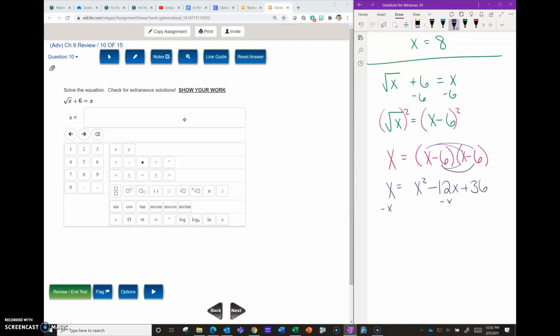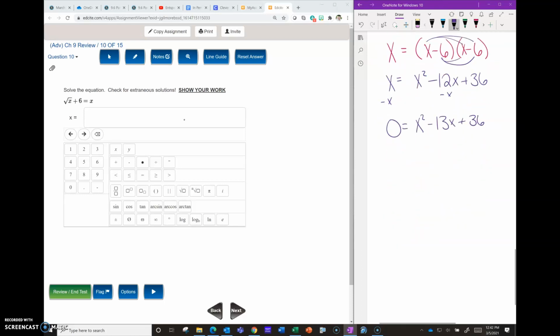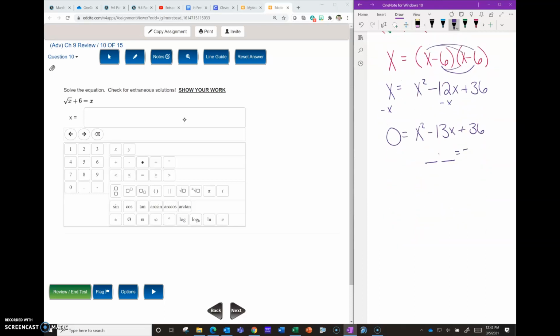Get 0 on one side. 0 equals x squared minus 13x plus 36. You are looking for two numbers that multiply to give you 36 and add up to negative 13. If you need to take a minute and write out all the ways to multiply to get 36, that's very helpful. It is negative 4 and negative 9. So our factored form is x minus 4, x minus 9, which means our solutions are 4 and 9.